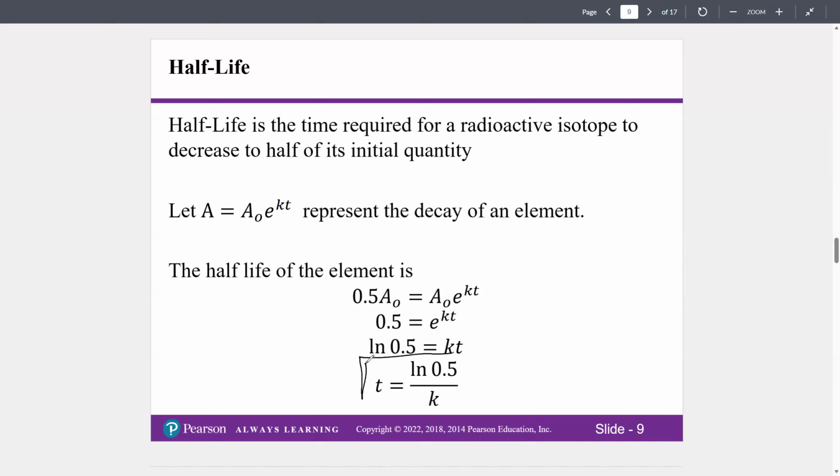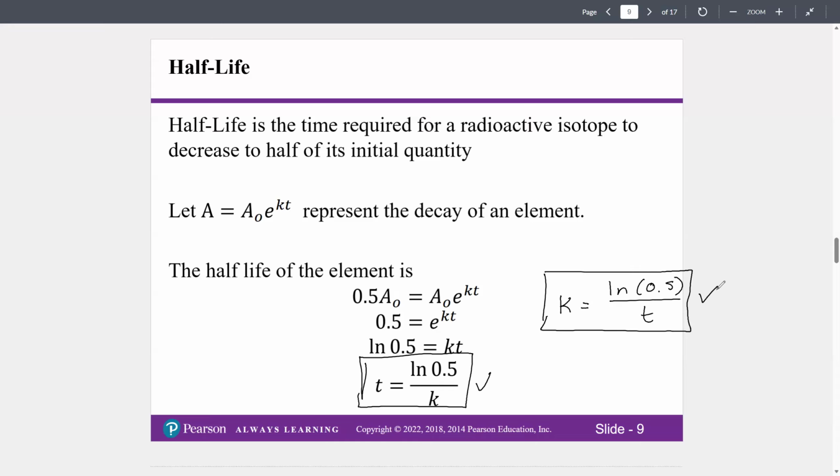So T is just the natural log of 1/2 divided by K. Also, K is just the natural log of 0.5 divided by T. So we can use this relationship to avoid doing a lot of work and just use this part right here or right here to either figure out what the decay rate is, or in this case, find out what the half-life is. So remember, this only works for half-life problems.